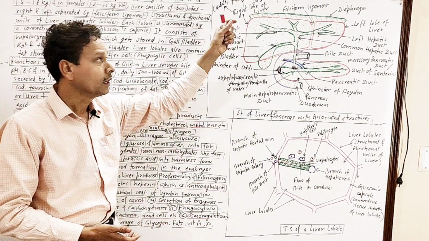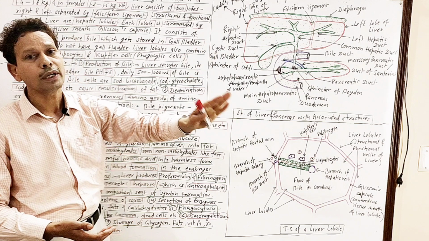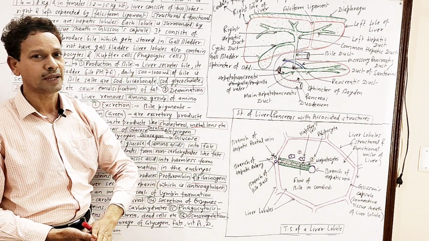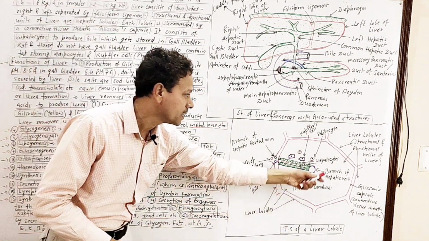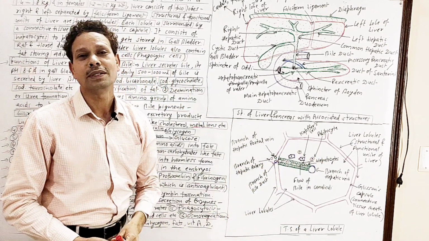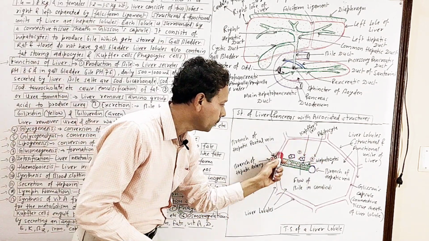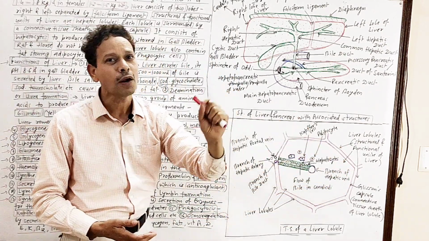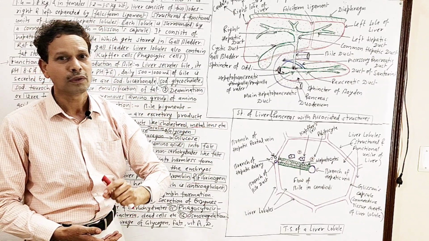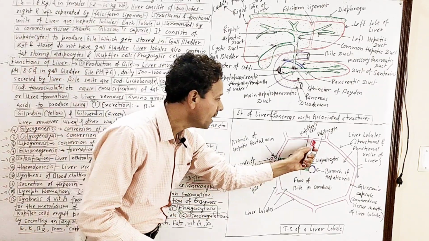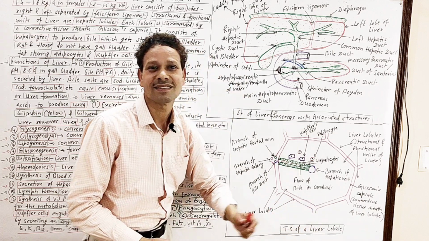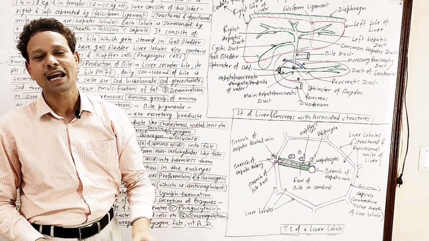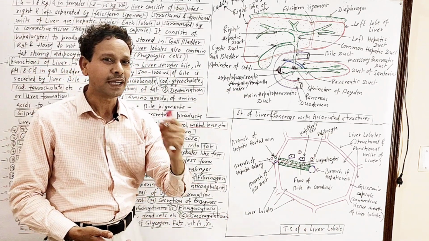What did I say, children? In this liver, the structural and functional units are liver lobules, and each lobule is surrounded by a connective tissue sheath, and that connective tissue sheath is Glisson's capsule. Very important for NEET students.